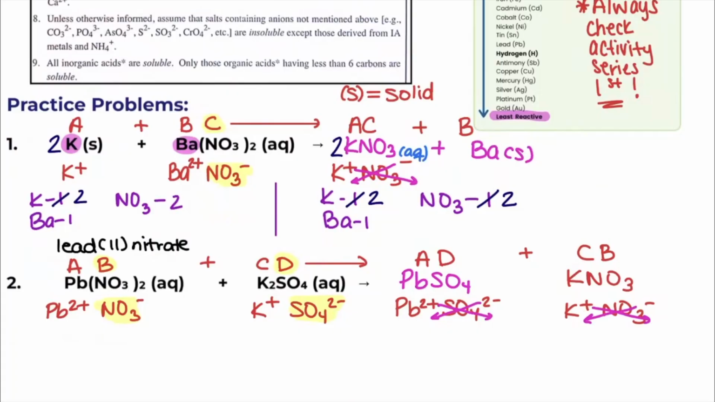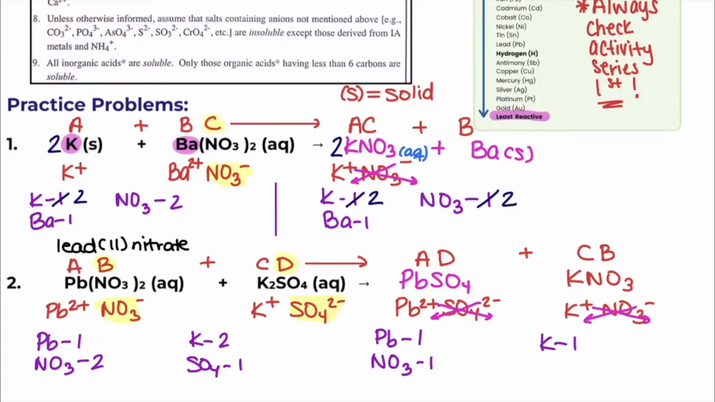Okay, let's go ahead and balance now. On the reactant side, we have 1 lead, 2 nitrates, 2 potassiums, and 1 sulfate. On the right, we have 1 lead, 1 nitrate, 1 potassium, and 1 sulfate. Right off the bat, I notice that I have 2 potassiums on the left and only 1 on the right. So if I add a 2 as a coefficient in front of the KNO3, that changes the number of potassiums to 2. But that also changes the number of nitrates, which I have 2 now, making it balanced with the left side. So I'm good.